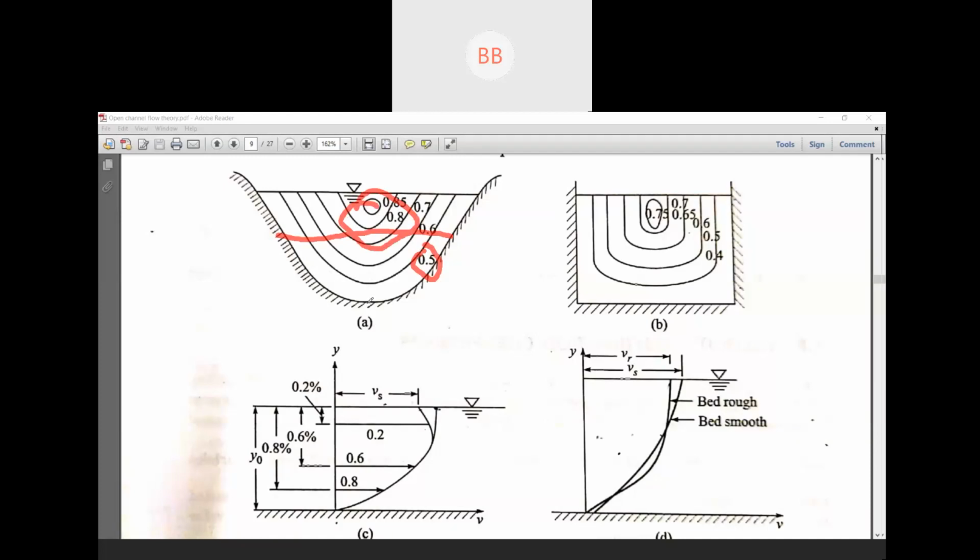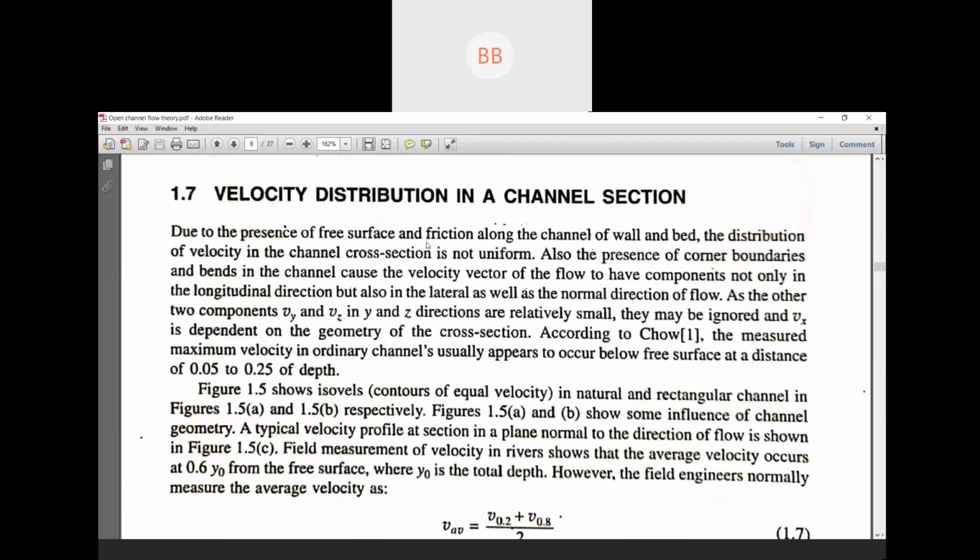Even when you move from top to bottom or left to right or right to left, your velocity changes. Near the boundary it's always less, and in the middle portion it's always high, but at the surface it is again reduced due to the interaction between the flow of water and the flow of air. So this is all about velocity distribution in a channel section, or you can say in an open channel.